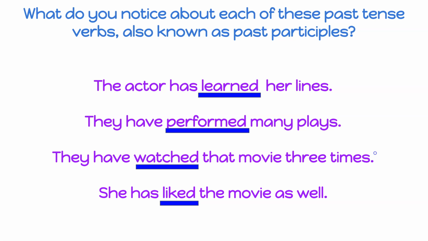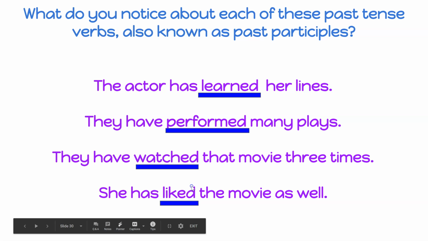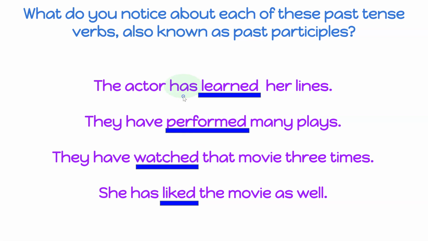Now, what do you notice about each of these past tense verbs, also known as past participles? The actor has learned her lines. They have performed many plays. They have watched that movie 3 times. She has liked the movie as well. What do you notice? Well, I'm sure you notice, like all regular past tense verbs, they have ed at the end. But did you also notice that they all have a linking verb? Has learned, have performed, have watched, and has liked.